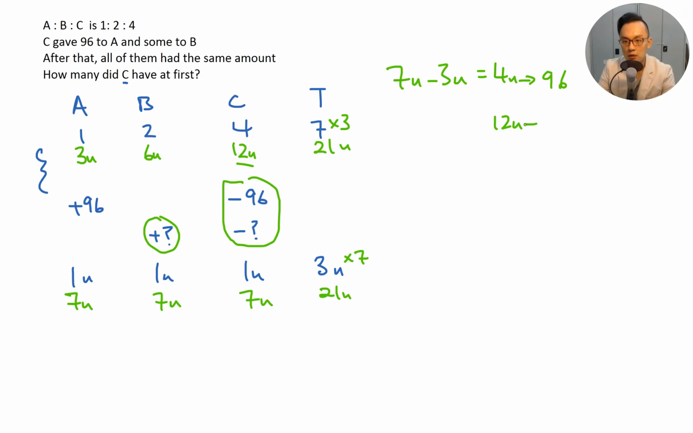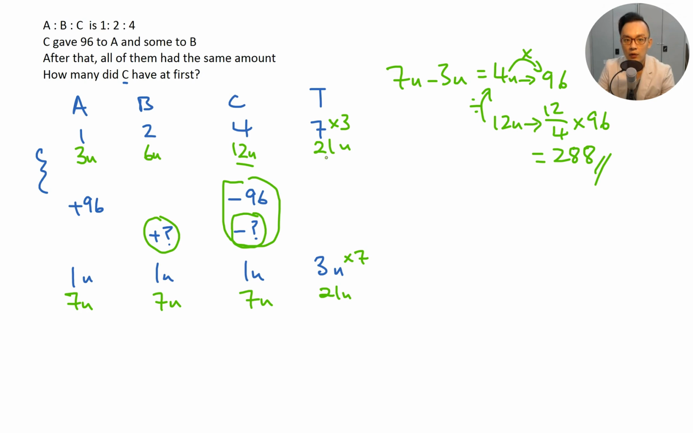So 12 units will be 12 divided by 4 times 96. So 12 divided by 4 times 96 equals 288. All right, and that's the answer. So be very careful. Do not be confused by the question mark.